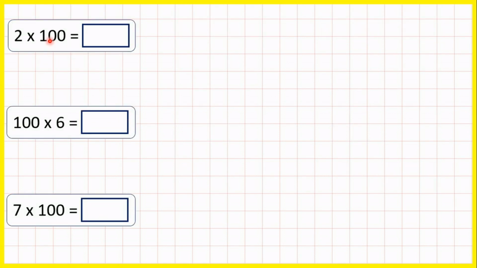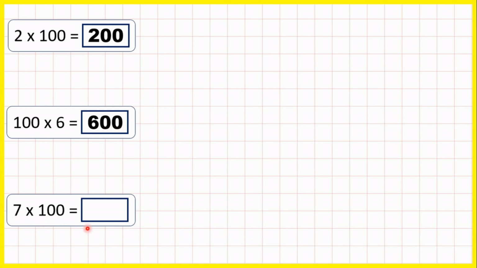Now here we're multiplying by 100. 2 times 100 is 200. And the way to think about this is to ignore the end zeros. 2 times 1 is 2, but then if you have 2 end zeros in the question, you need 2 end zeros in the answer. Now 100 times 6 is 600, because 1 times 6 is 6, but then there's 2 zeros on the end of 100, so we need 2 zeros on the end of our answer.